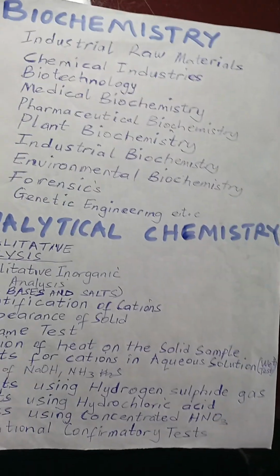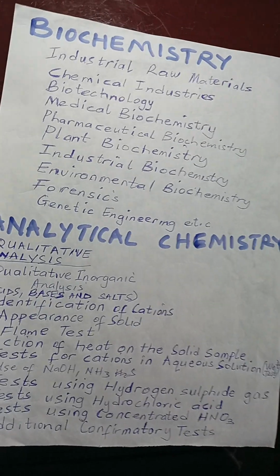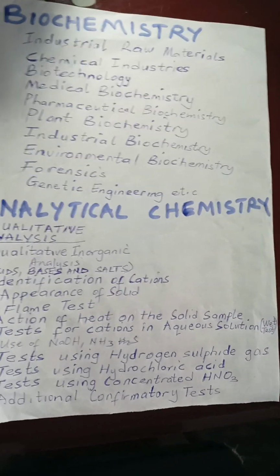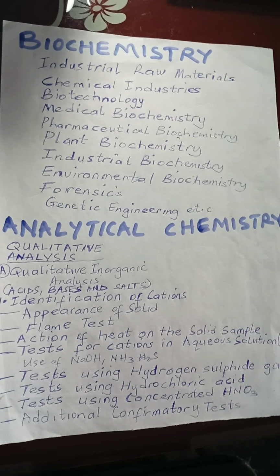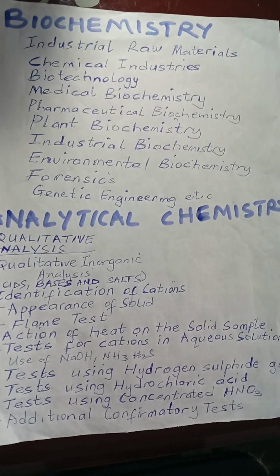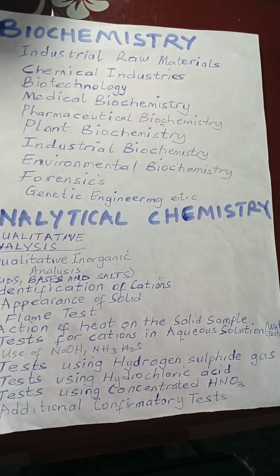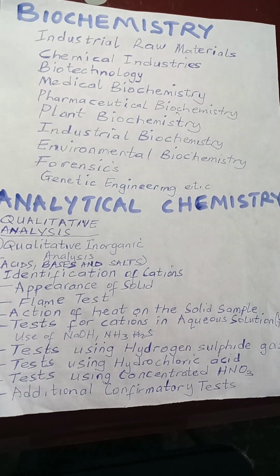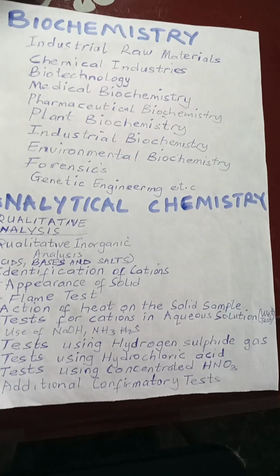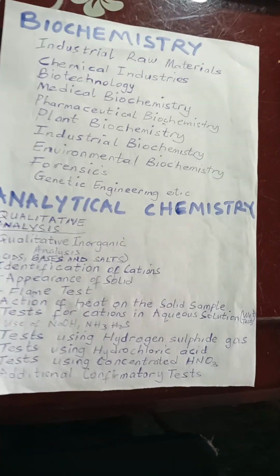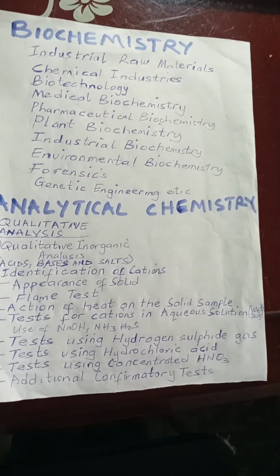We move on to biochemistry. Biochemistry is the study of the chemistry of living things, and here we'll be talking of topics like industrial raw materials, chemical industries, biotechnology, medical biochemistry, pharmaceutical biochemistry, plant biochemistry, environmental biochemistry, forensics, genetic engineering, etc. Most preliminary schools like high schools, secondary schools, they deal with this in bits until when you go into the university and go further. We'll talk now on analytical chemistry.